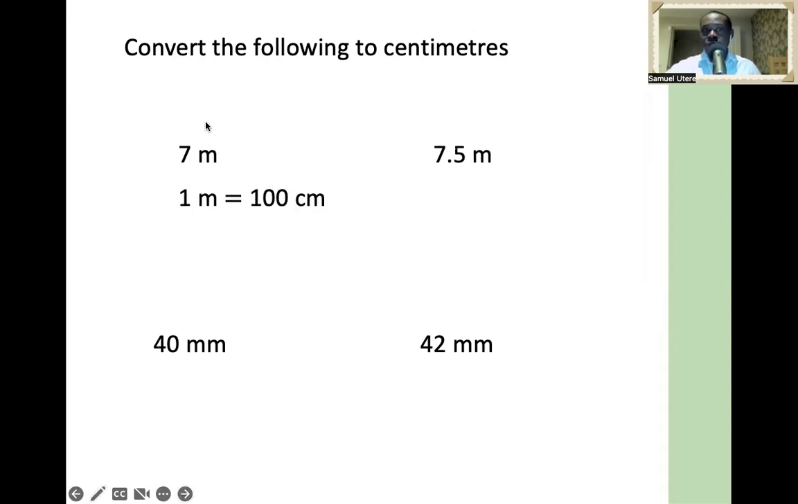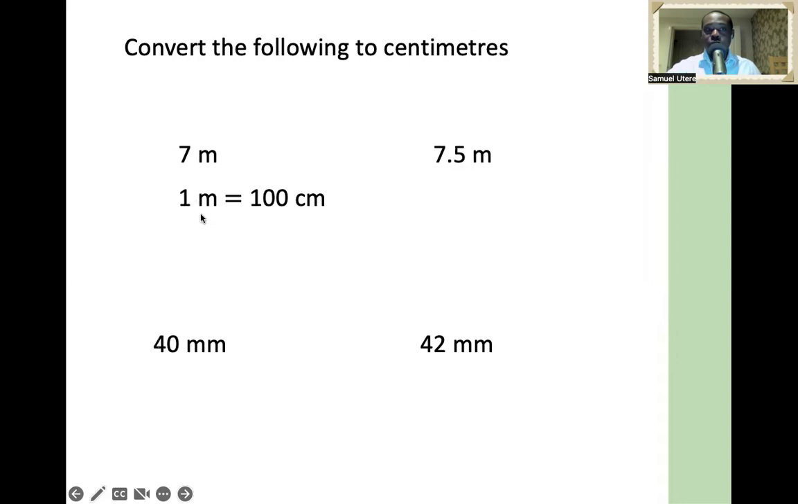We made sure that, yes, we know that 100 centimeters is equal to 1 meter. Or in another way, you can write 1 meter is equal to 100 centimeter. Why? Because we want it to line up with the 7 meter that we're working with. Now, just looking at this one, ignore the 7 meter. You can see that we just need to multiply by 100.